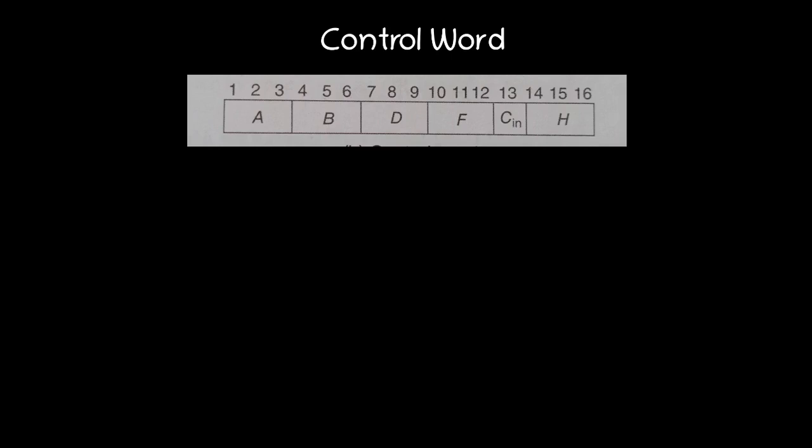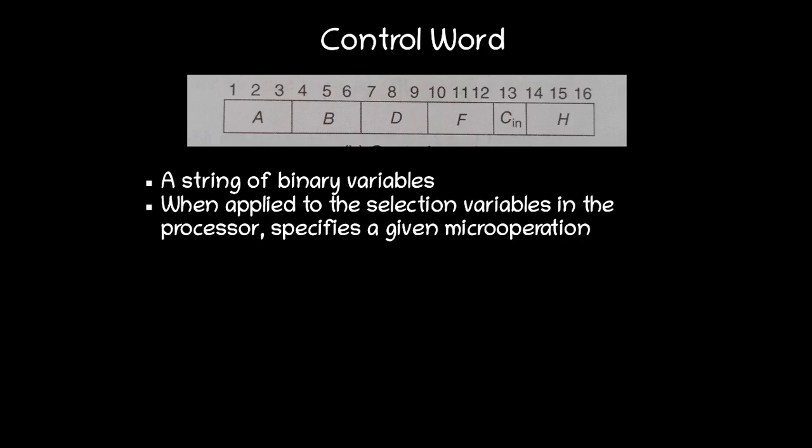So we can combine. Next we have to discuss the control word. The control word is a string of binary variables which, when applied to the selection variables in the processor, specifies a given micro operation. So we can use this control word as inputs to our selection variables in our processor unit.